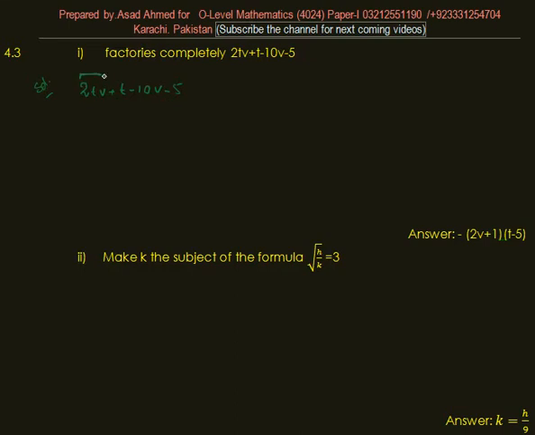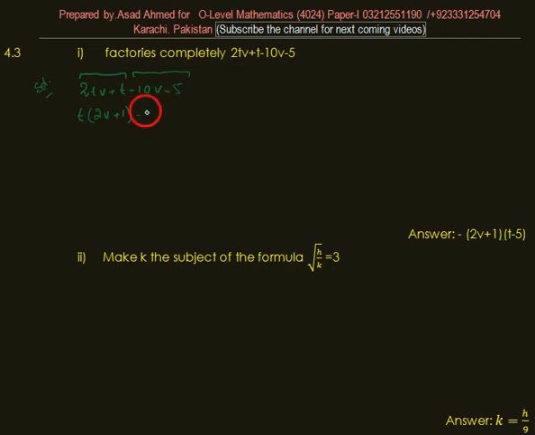Whenever there are four terms, you make pairs. So taking the common factor from the first pair, the common factor is t and the remaining is 2v plus 1. When you multiply by t, we will get back this expression.